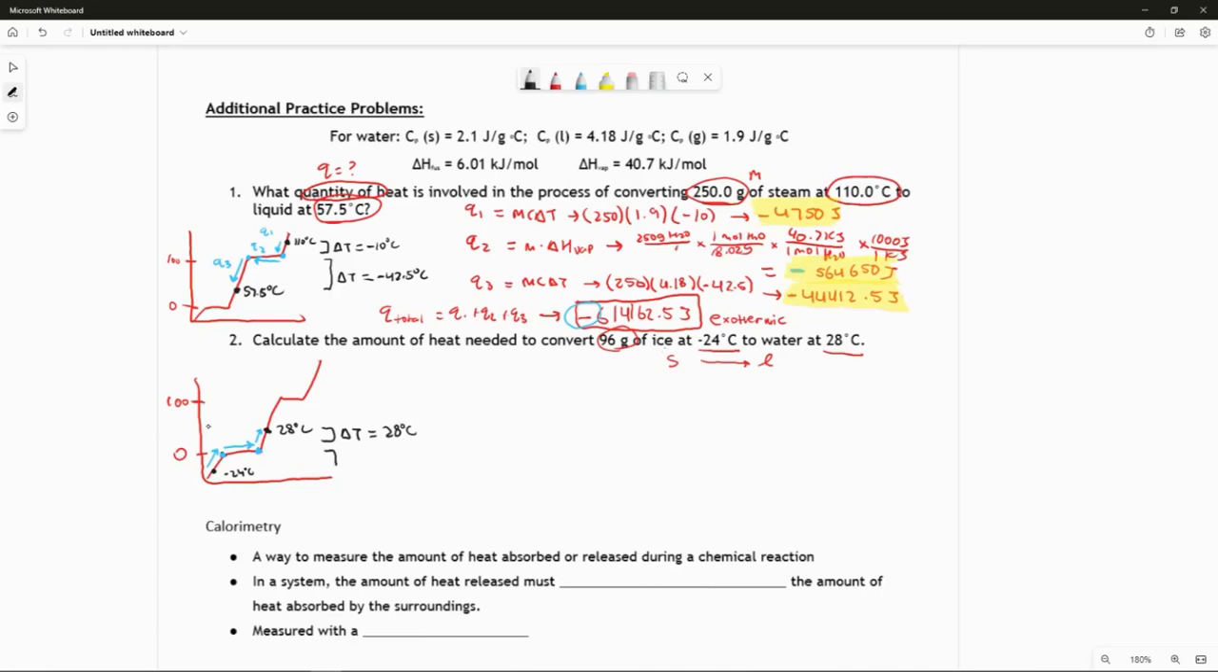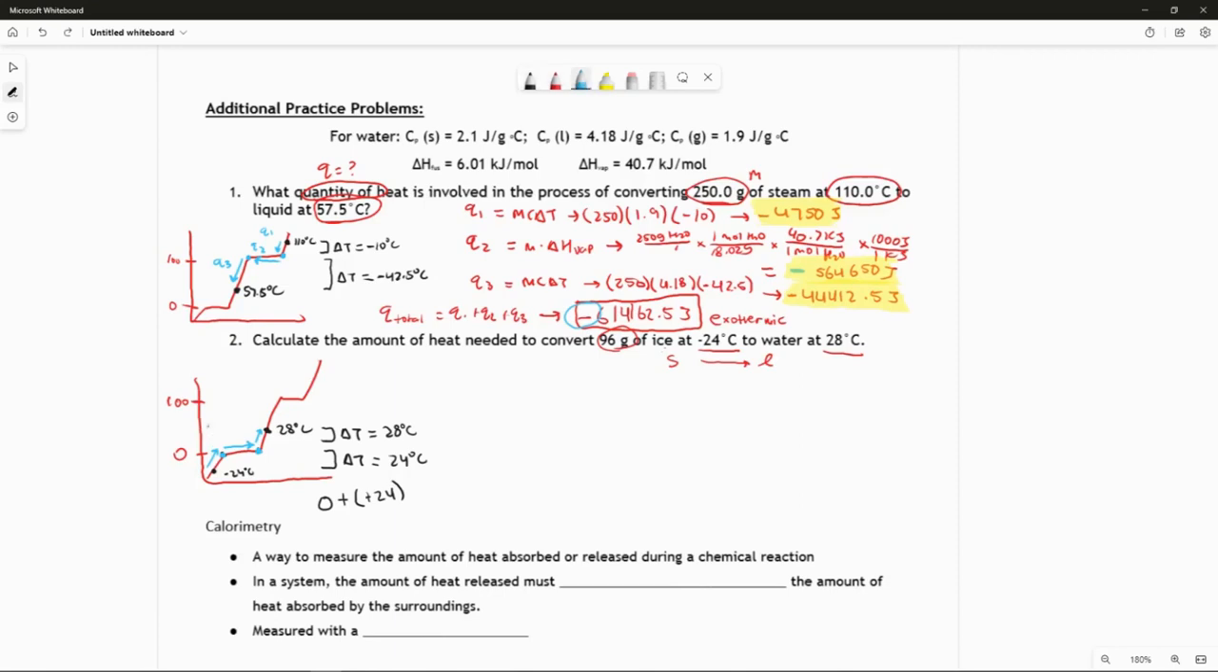Same thing for this bottom part here. The change in temperature is final minus initial. You're starting at negative 24, but you're ending at 0. So final 0 minus, but you're minusing a negative because it's a negative temperature. 0 minus negative 24 will make it a positive. Therefore, it's 24 degrees Celsius positive. We now have all the values, and the C values are given above in the list of equations, so we can convert.